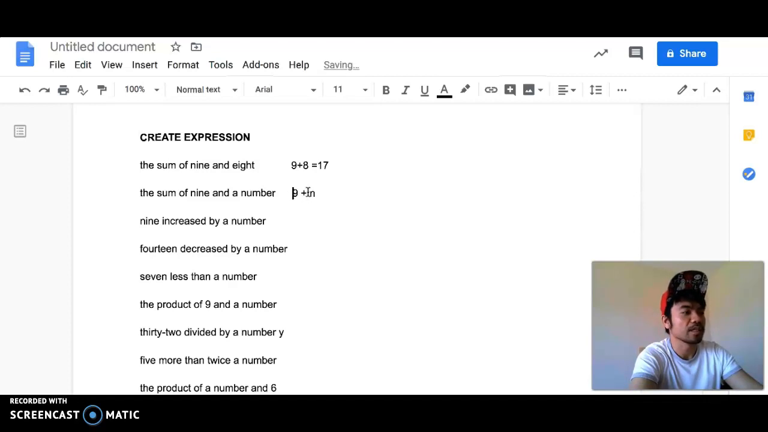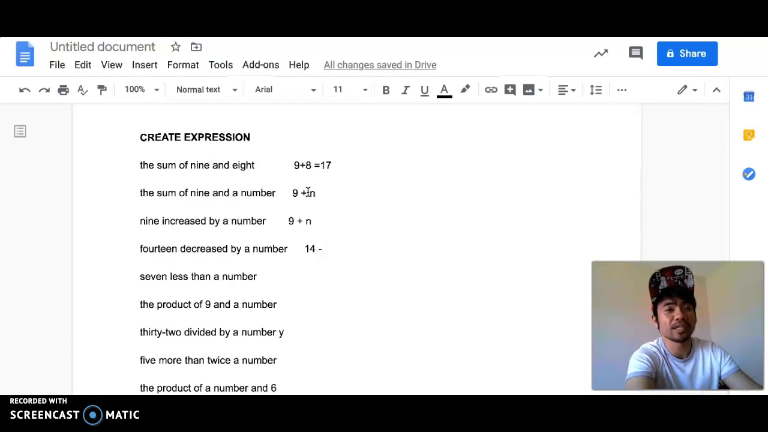Let's look at the next one. 9 increased by a number. This is just another way of saying adding, isn't it? So 9 plus a number, n. 14 decreased by a number. Now it decreased, so it actually went down. So it's going to be 14 minus. Now, some of you are probably wondering, Mr. Manug, could I put a different letter instead? Yes, you can. So I'm just going to say 14 minus d.